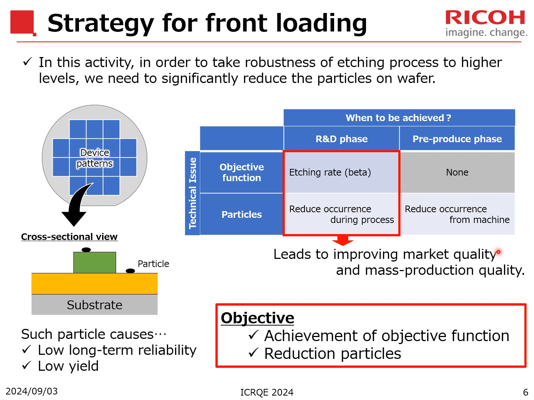So generally, particles on wafer are controlled at a mass production phase. But we suppose that particles were occurring in fabrication process and try to reduce particles at R&D phase. So this is just the front-loading approach. All the above, our objective of this research is 2 points. So one is achievement of objective function. So another one is particle reduction.